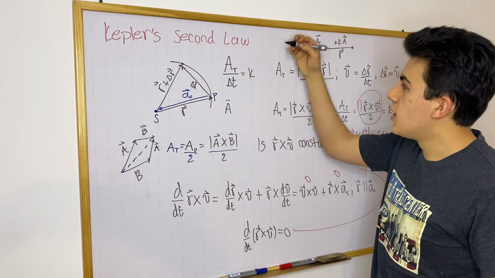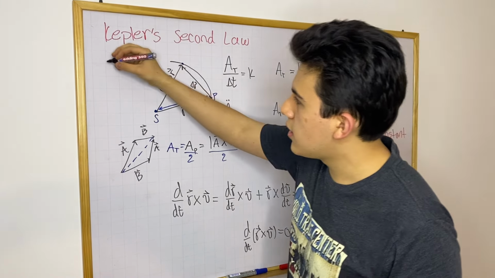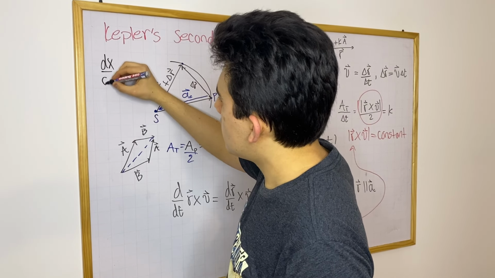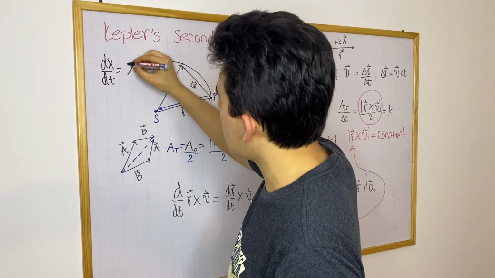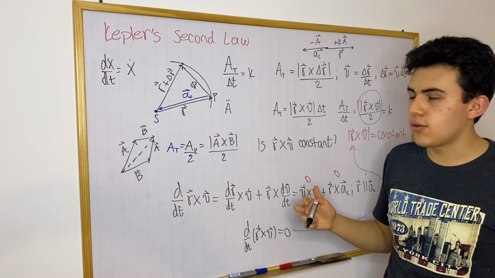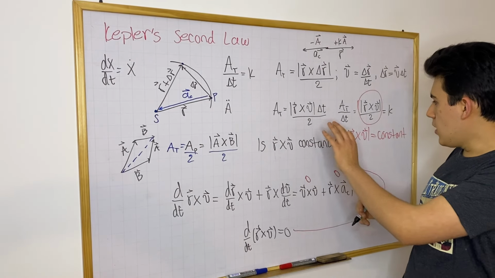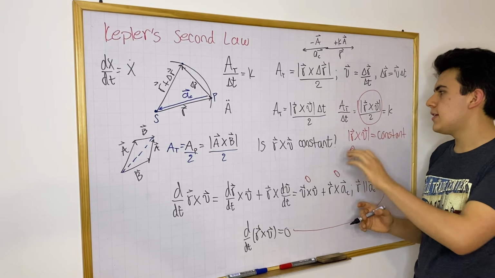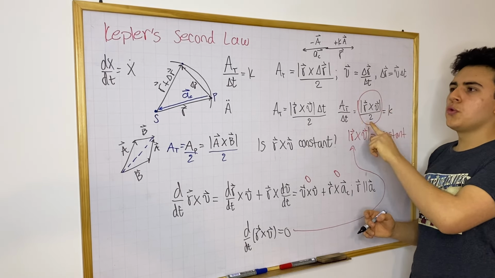If you do dx/dt, this is the same as saying x dot, okay? And if you write two dots, that means that it's the second derivative. So, hopefully you're convinced that this is true for circles.